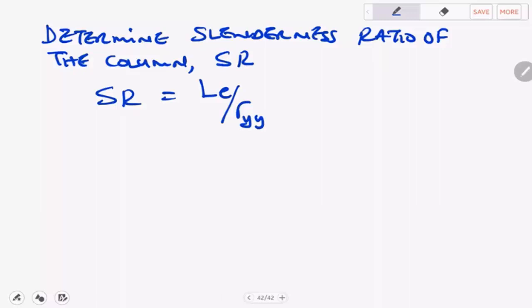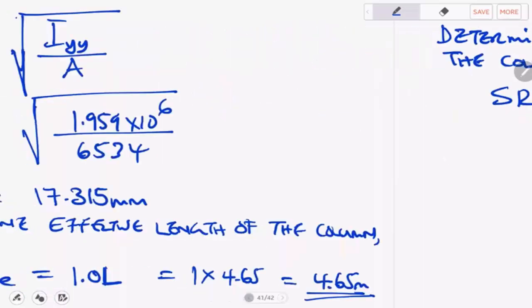The larger the value, the easier it is for a column to buckle, right? The smaller it is, the more difficult it is for a column to buckle, right? For this slenderness ratio, you have to convert the units of measurement to be the same. Our effective length was given as 4.65.